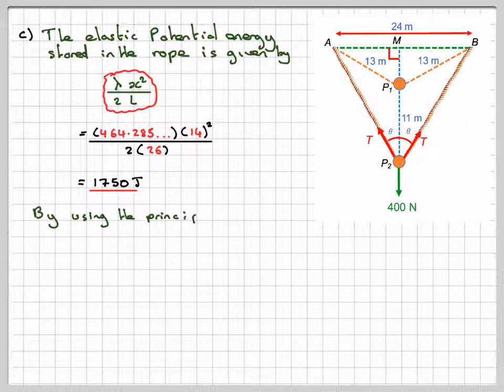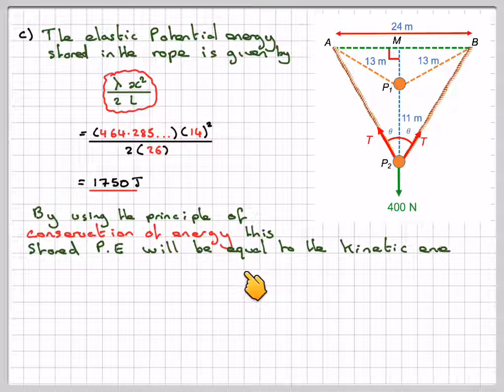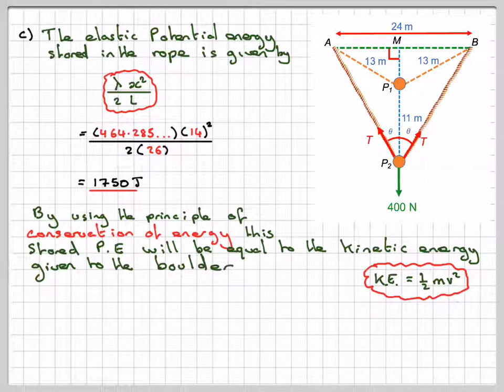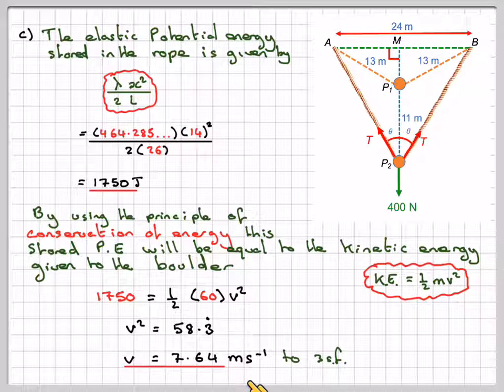Now, by using the principle of conservation of energy, this stored elastic potential energy will be equal to the kinetic energy given to the boulder. So, kinetic energy is a half mv squared, so therefore this is equal to this. So we've got 1,750 is equal to a half times 60 times v squared. So that gives that v squared will be 58.3 recurring, and therefore the velocity will be 7.64 meters per second, correct to three significant figures.